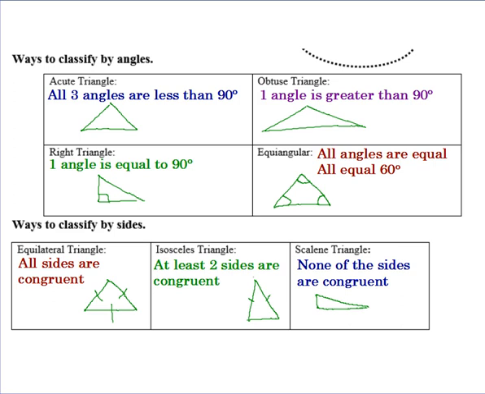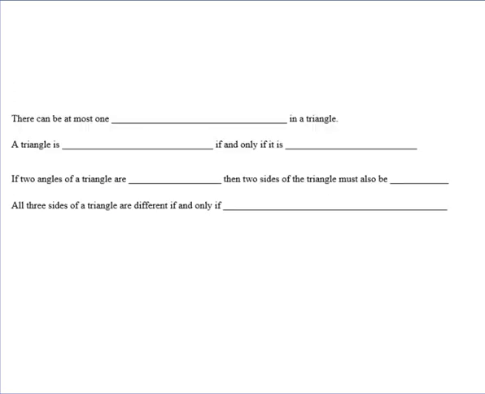Typically when you classify a triangle, you give it two names, like an acute isosceles triangle, or a right isosceles, or an obtuse scalene triangle. So they kind of have two names that go with it. Some properties that go along with those triangles: in any triangle there can only ever be at most one obtuse or one right angle. Again, we'll talk more about that in a moment.